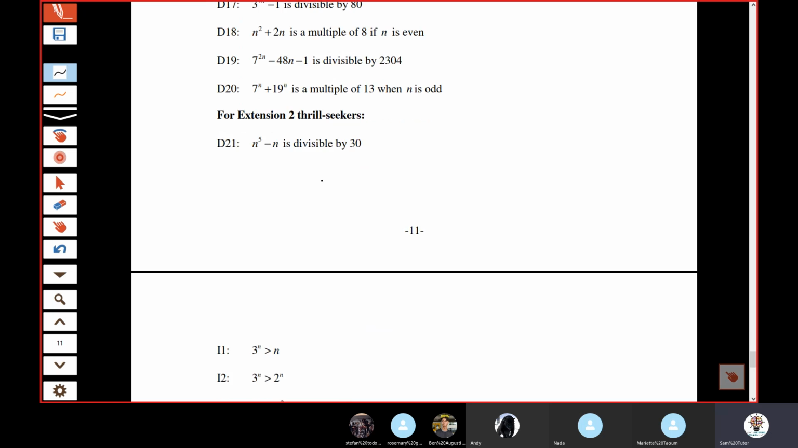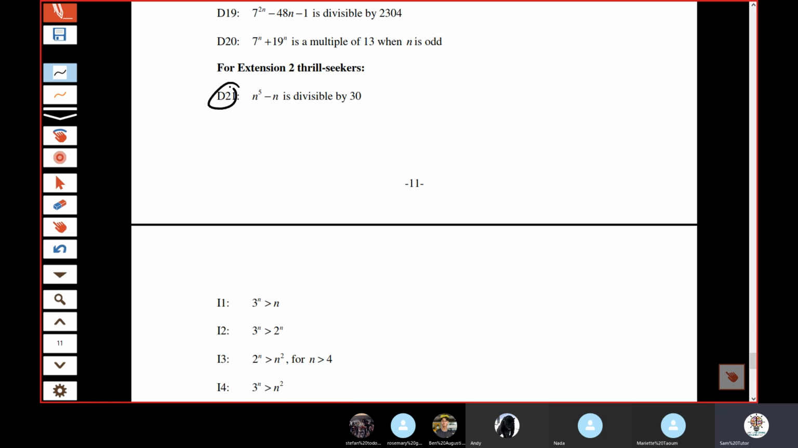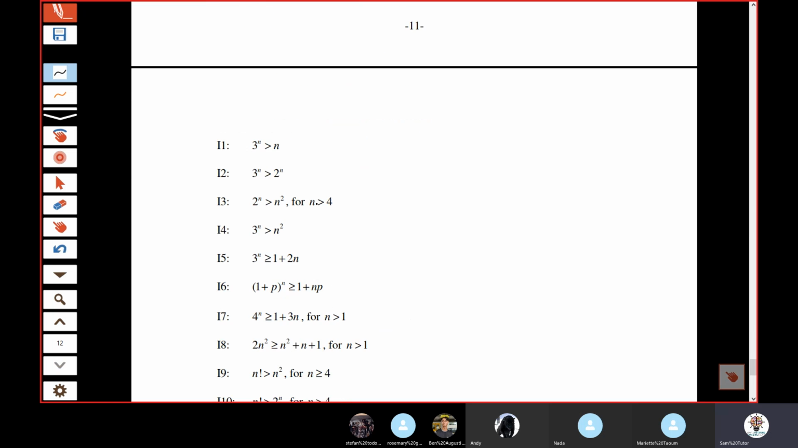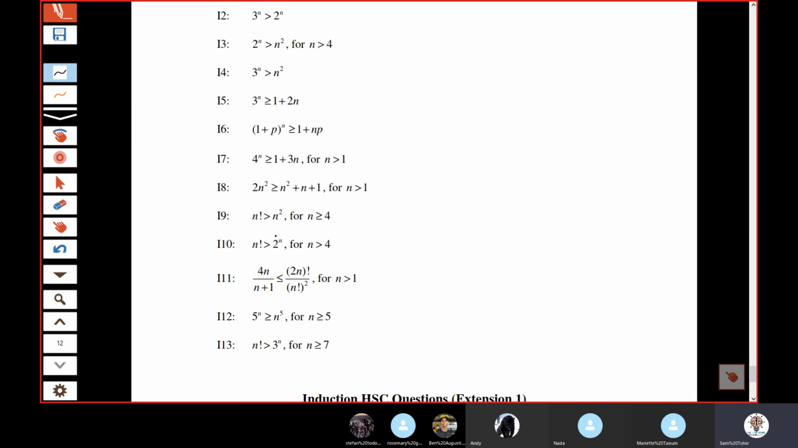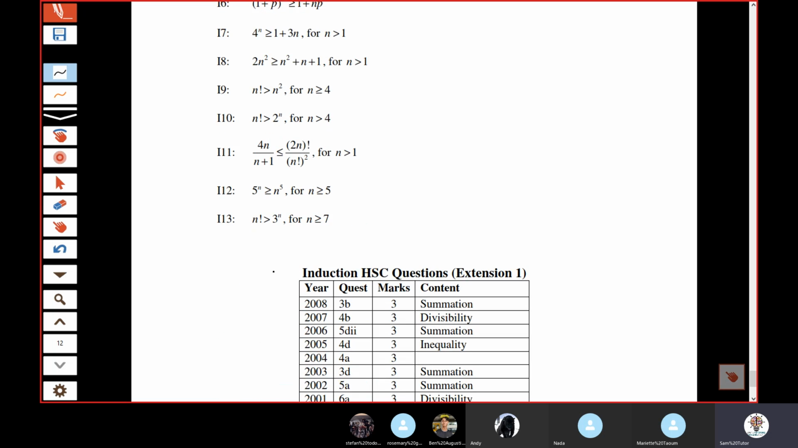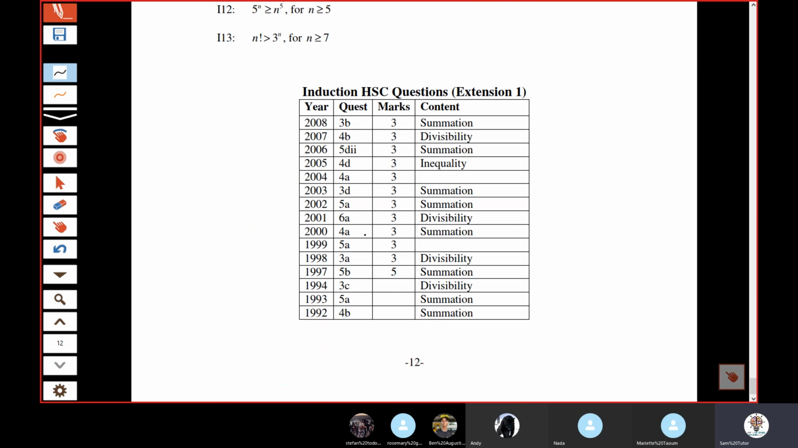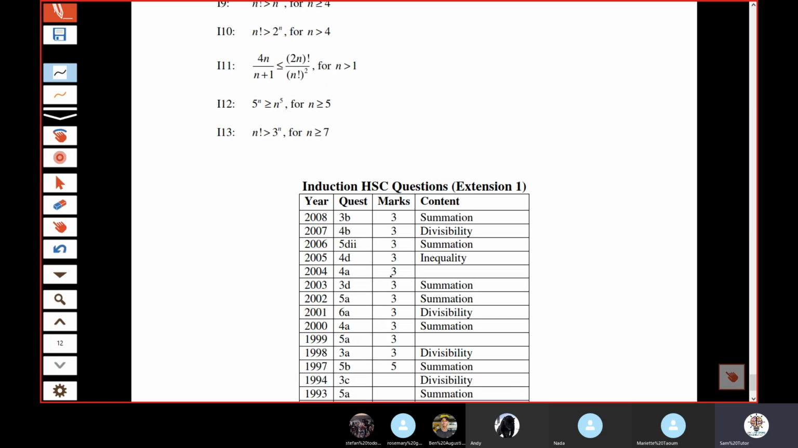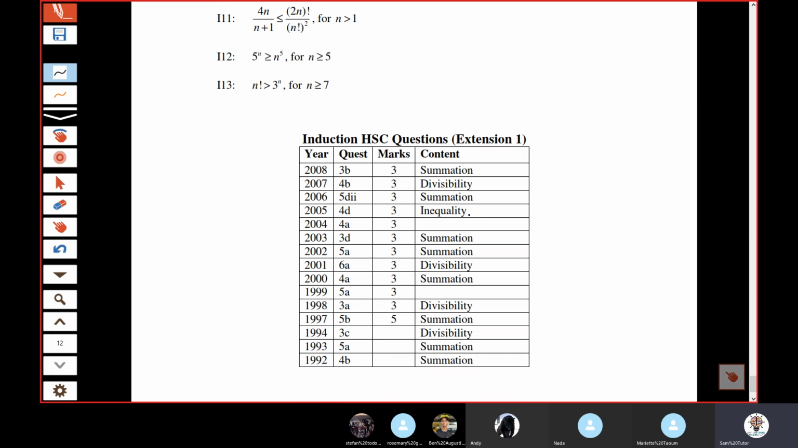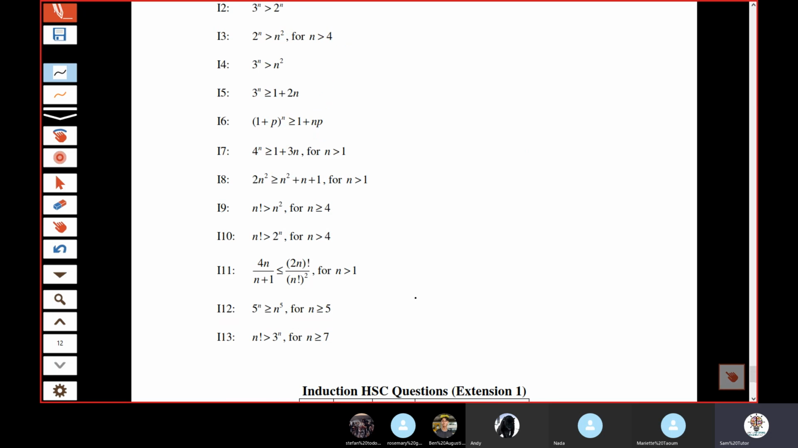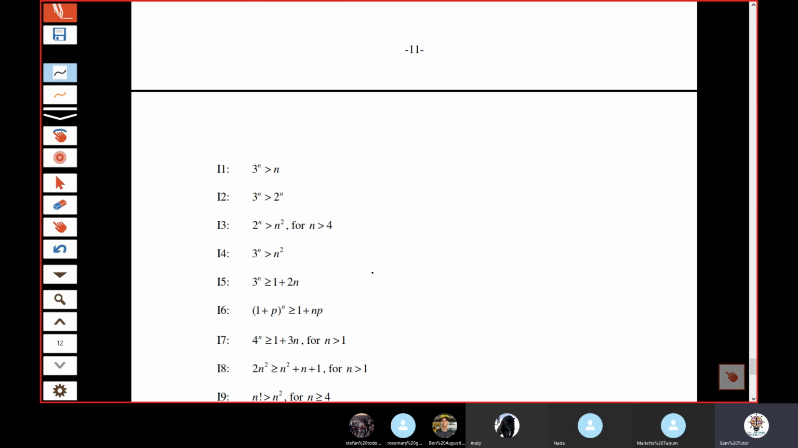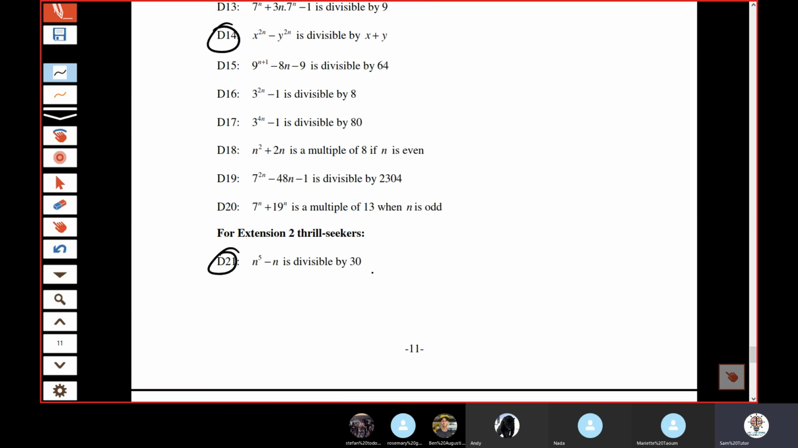215. These look nice and hard now. All right, let's try that one. These are all inequalities, isn't it? Yeah, because that's all extension 2. And then we just write when you see them. Inequality came out once in the last like 16 years, so that's why they just put it into extension 2. Usually it's been a summation or divisibility for extension 1.